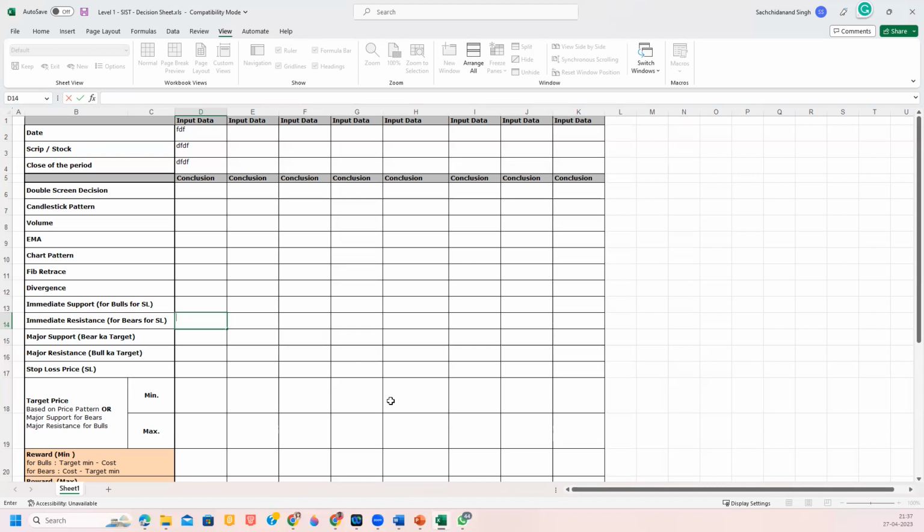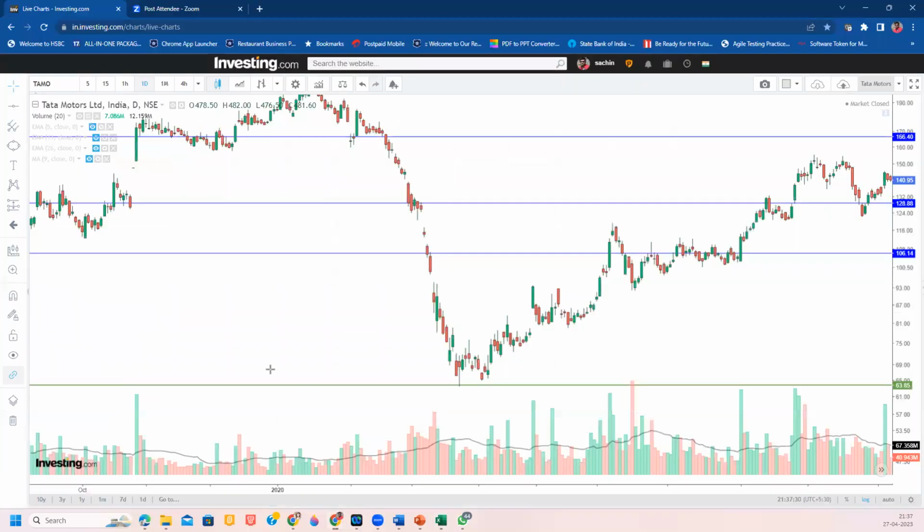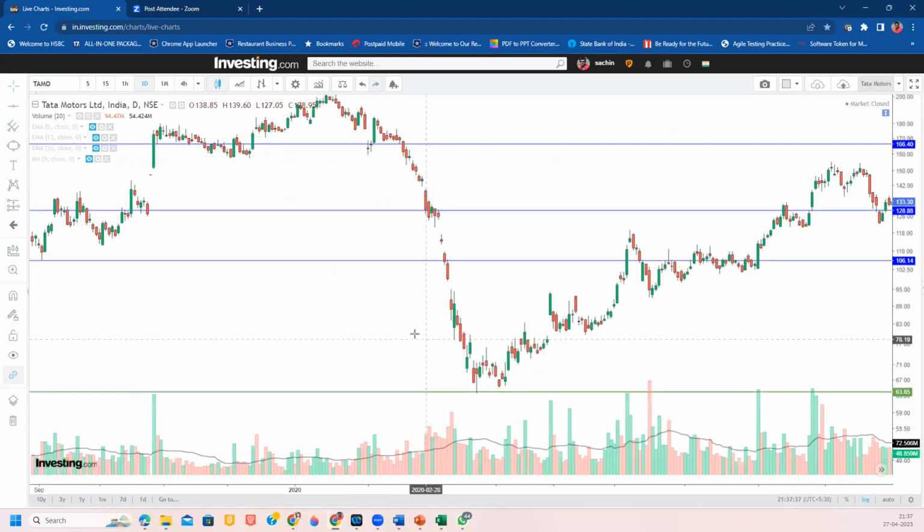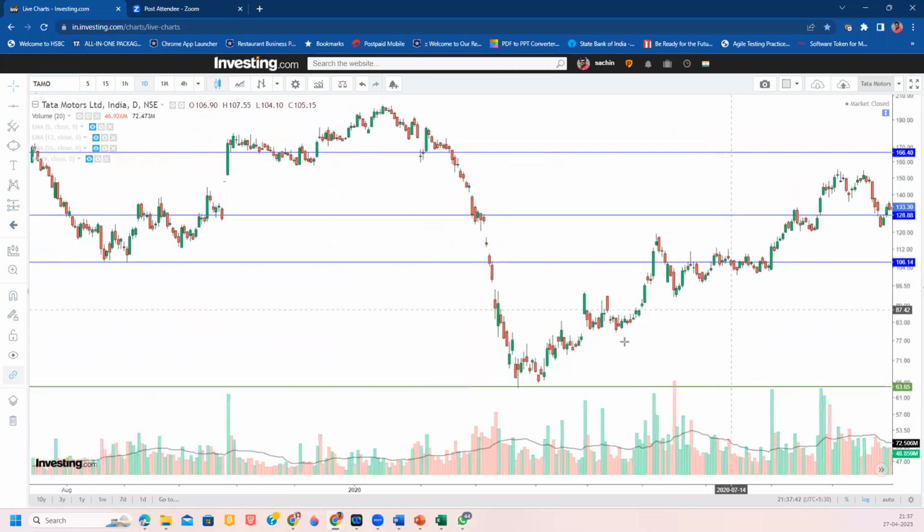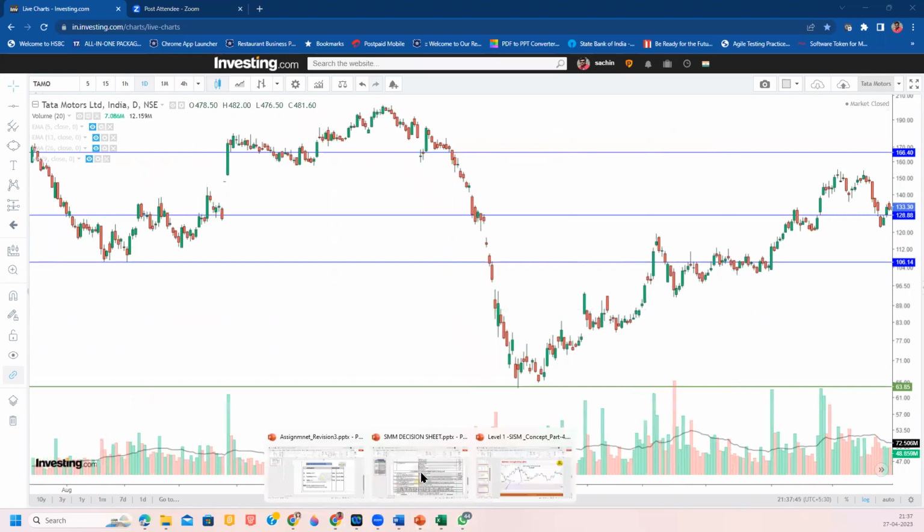Before taking the current one, because the market is closed at this point of time, we'll do some exercise based on historical data. If you have any stock to suggest where we can practice, fine, or I have just chosen a generic stock, Tata Motors, which is a very well known, very popular stock, and we can try implementing our learnings on this Tata Motors stock, based on this decision tree and the Excel sheet.